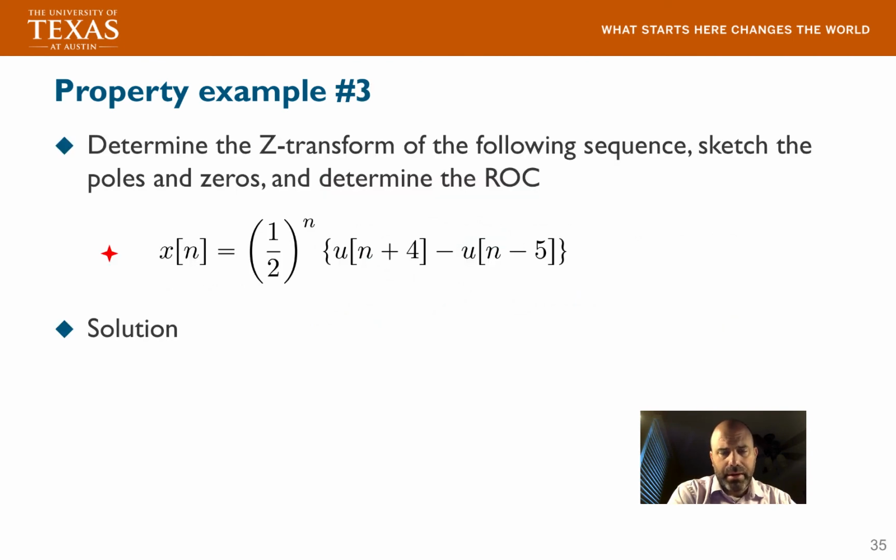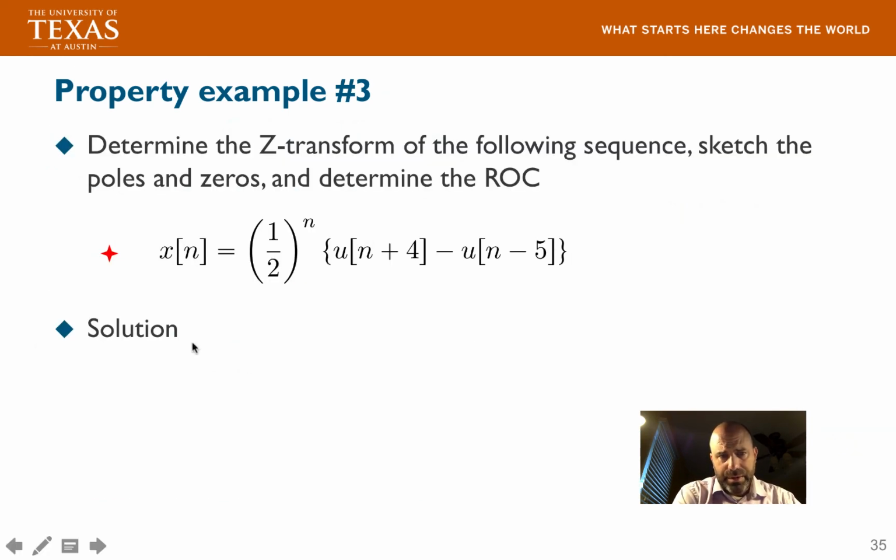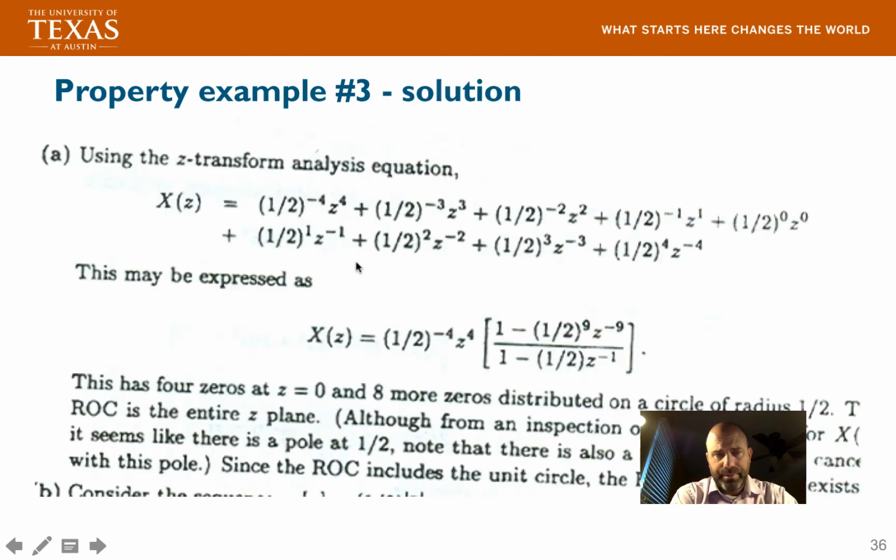Here's example 3. Determine the z transform of the following sequence, sketch the poles and zeros, and determine its region of convergence. So we have a difference here between two unit step functions. The easiest approach would be to recognize that this difference between two unit steps is just a bunch of impulses. And so therefore we can write this as follows, and then we can also rewrite this using the finite sum formula as (1/2) to the minus 4 over the following sum here.